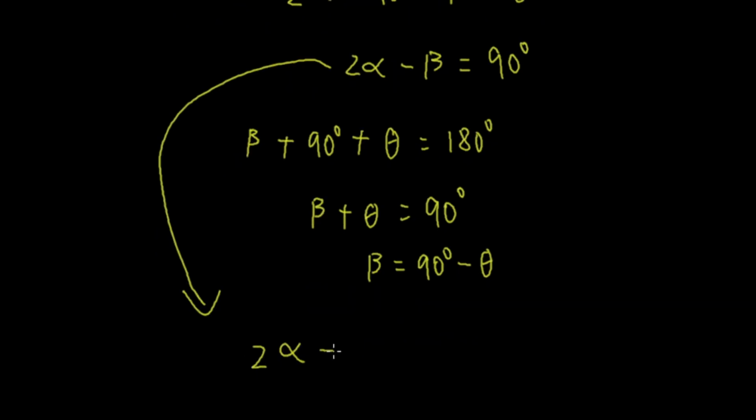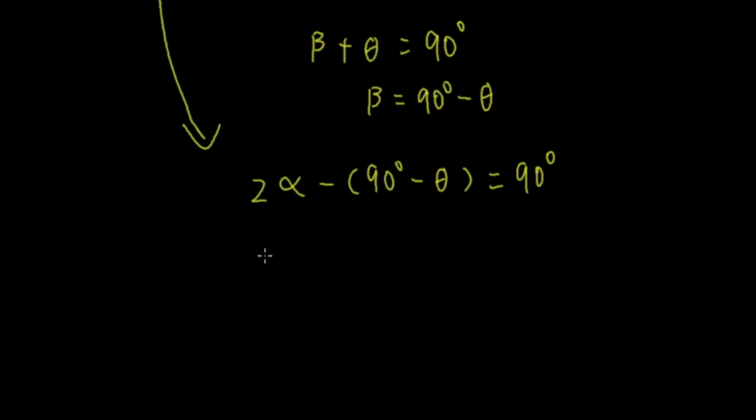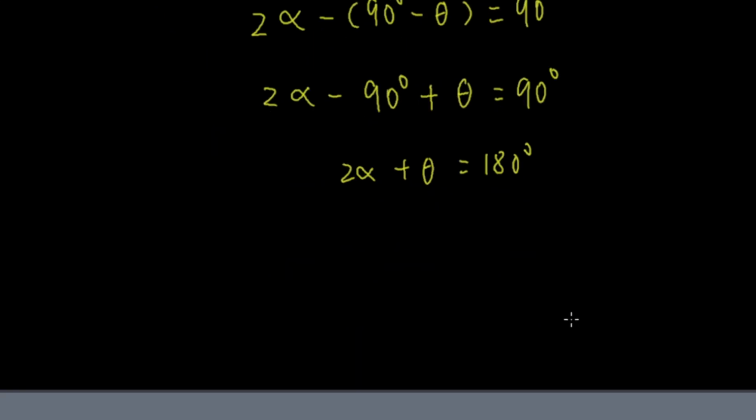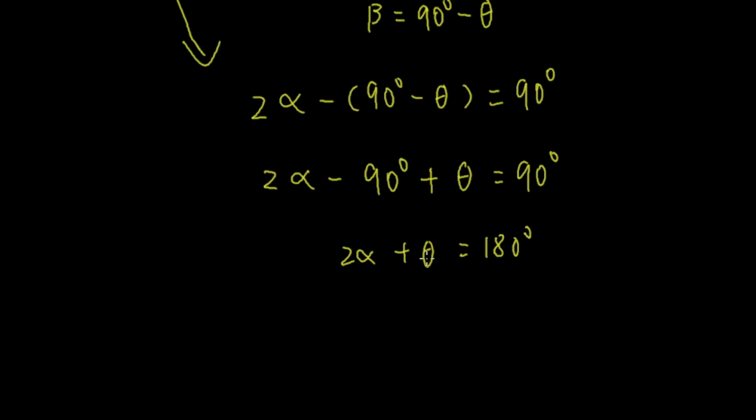Now, 2 alpha minus beta is this. And that's equal to 90 degrees. Take out the bracket, we have 2 alpha minus 90 degrees plus theta is equal to 90 degrees. Now, add 90 degrees to both sides, we have 2 alpha plus theta equals 180 degrees. Now, we want to find out what theta is equal to, right? So subtract 2 alpha from both sides. Theta is equal to 180 degrees minus 2 alpha.